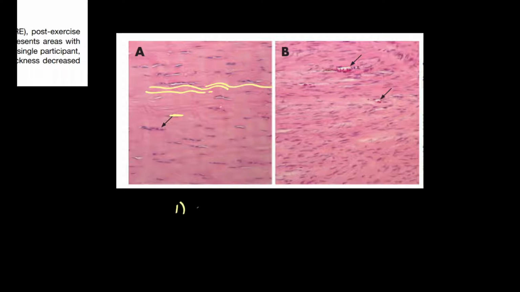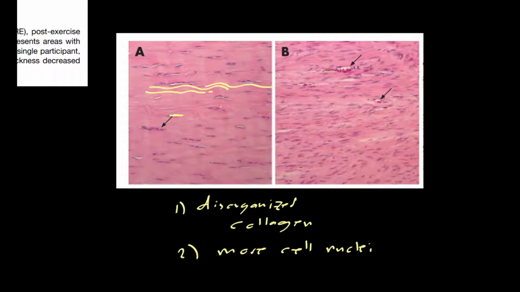You see one, disorganized collagen, which is what's going on the right. And you also see more cell nuclei. So over here on the right, this is somebody who has tendinopathy, sometimes called tendinitis, not maybe correctly. And you can see, number one, it's much harder to see the nice wavy pattern of the collagen fibers, and there's way more of these cells.